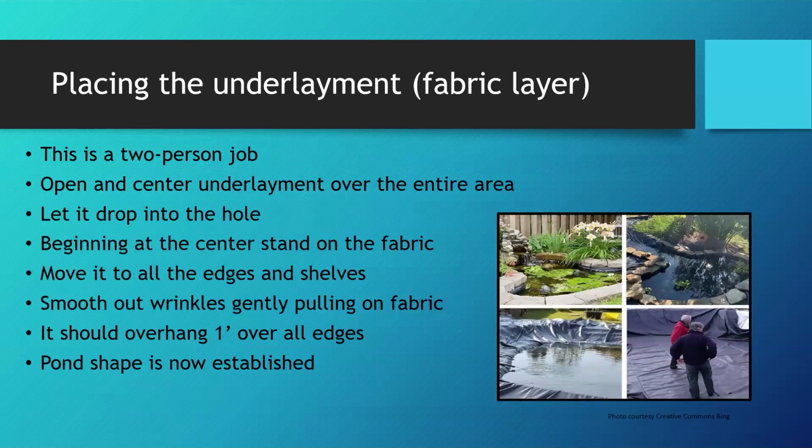Now, placing the underlayment. This job is best done with two people. It's not that it's heavy, but it's really awkward. Open the underlayment, set it over the pond, let it drop into the hole, take off your shoes, and beginning at the center of the pond base, move it evenly to all the edges and the shelves. It should overhang 12 inches, or about a foot, and when finished, should be the exact outline or shape of your pond.